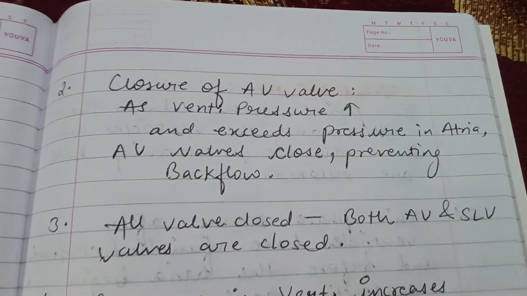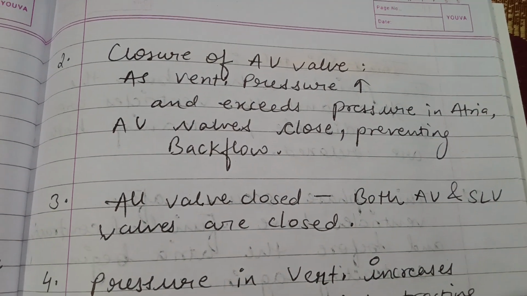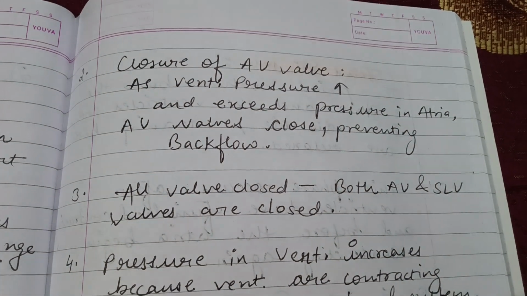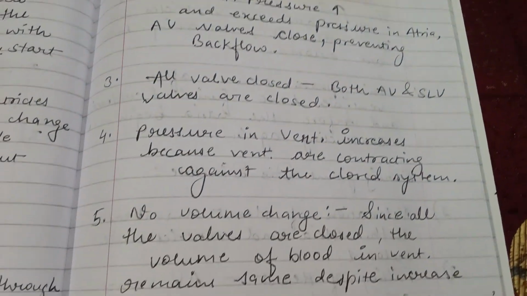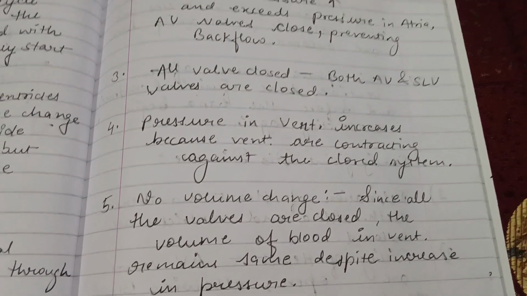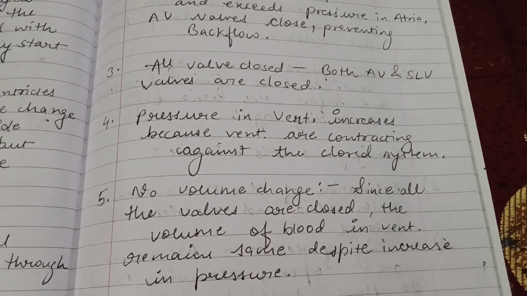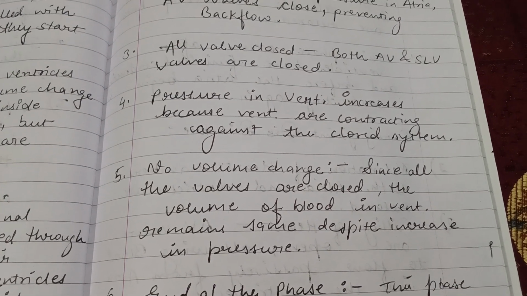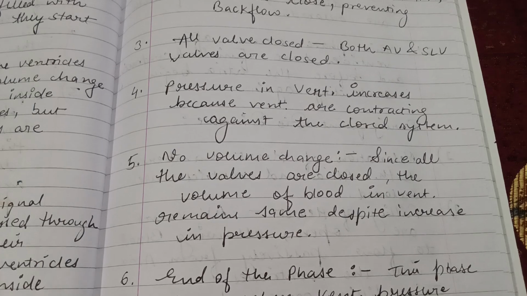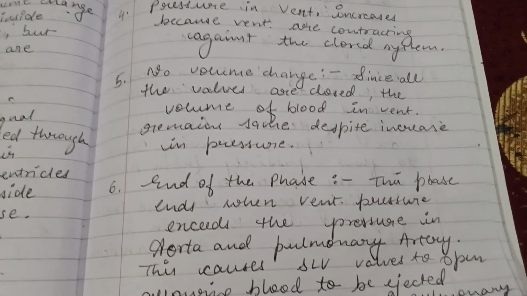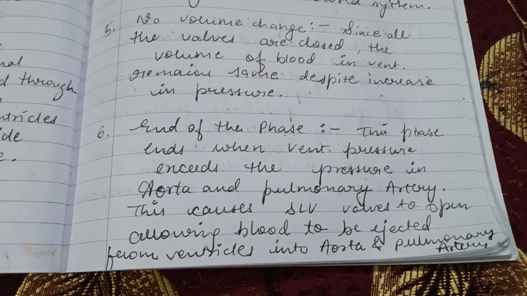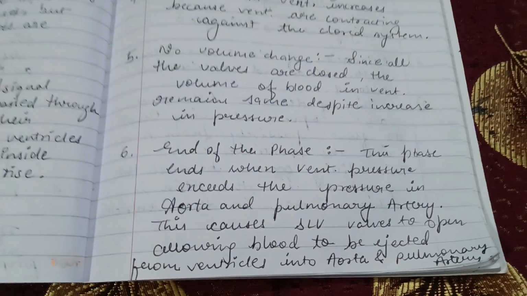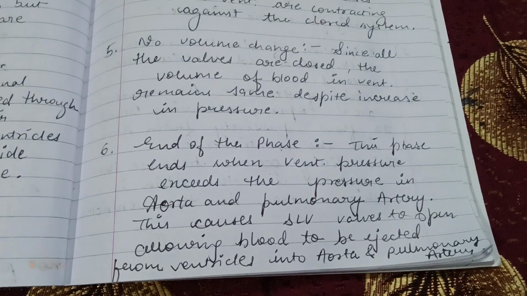After that, as the pressure begins to rise, the AV valve closes because the pressure of the ventricle exceeds the pressure in the atria. Then all the valves are closed, both the semilunar valves and the AV valves. Pressure in the ventricle increases because they are contracting, but there is no volume change because all the valves are closed. Afterwards, when the pressure increases so much that it exceeds the pressure in the arteries, blood starts flowing from the ventricle to the great arteries.